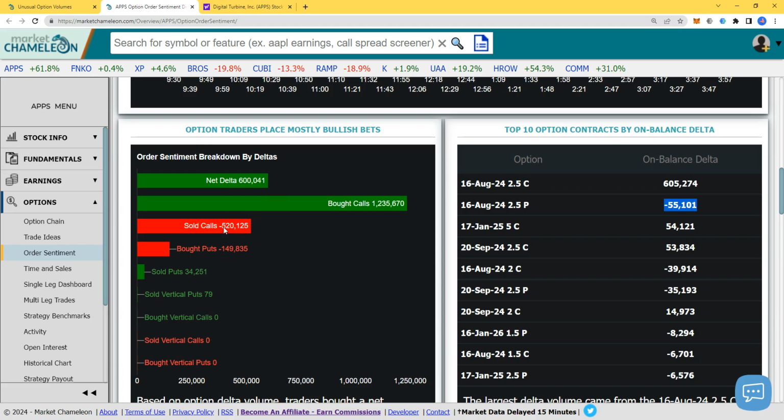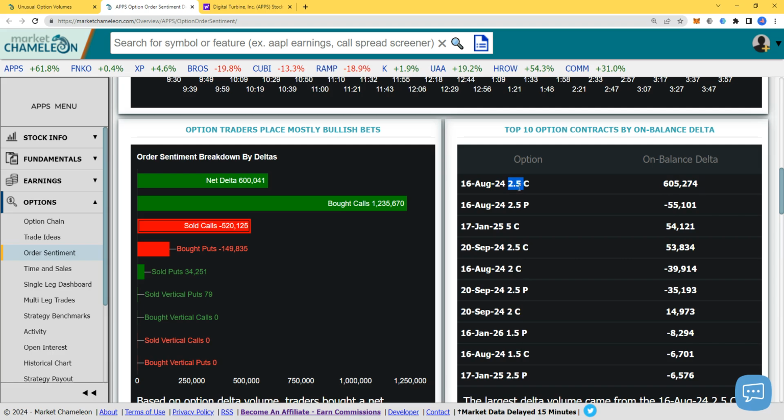So that's something. Sold calls, okay, but it doesn't say the price. Bought calls, that's the goal here. Bought calls 1.2 million, net delta 600. So I just took this trade. I saw 600,000 on balance delta. I mean, that's all I see. It's not like all the rest is 50,000, 50,000. It's all around the 2.5 mark and 10 times more volume on the 2.5 calls.